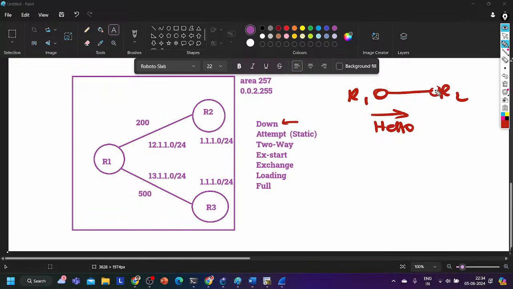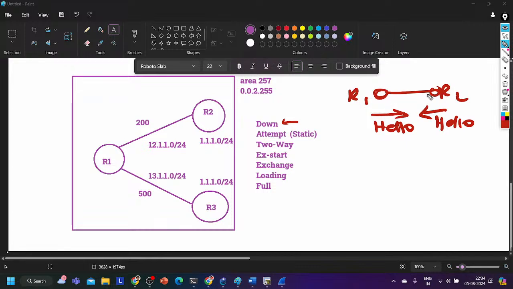Then you will enable OSPF on router 2 also. So router 2 is also going to send its hello message. Now the routers are going to check parameters. When router 1 receives the hello message of router 2, it will check parameters. If parameters match, then the state will move, right?